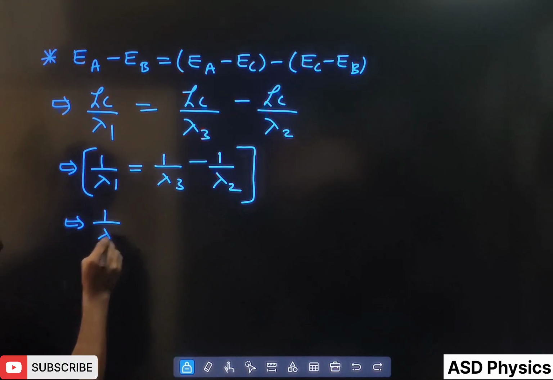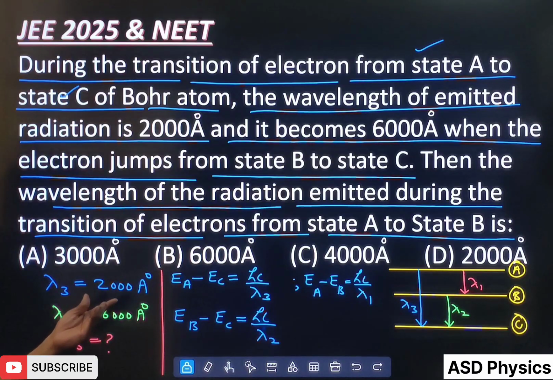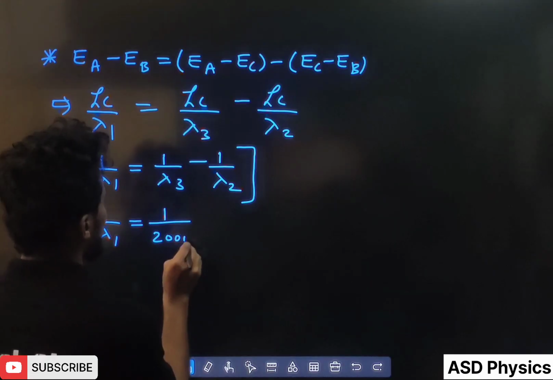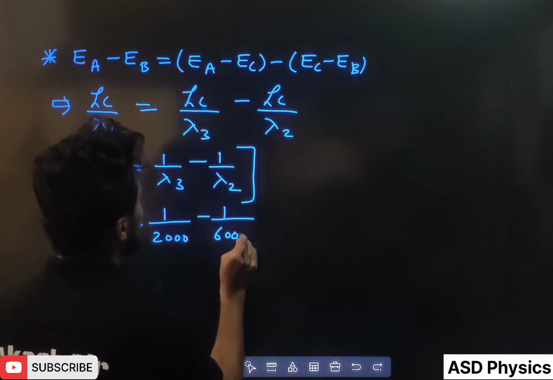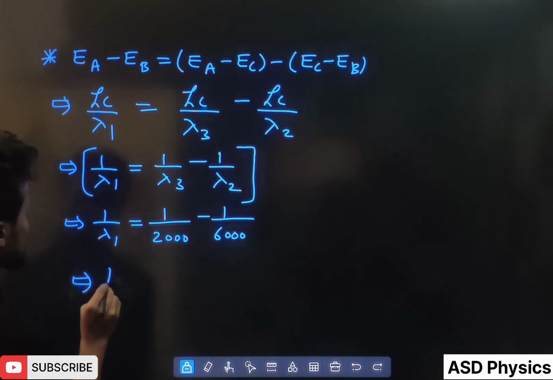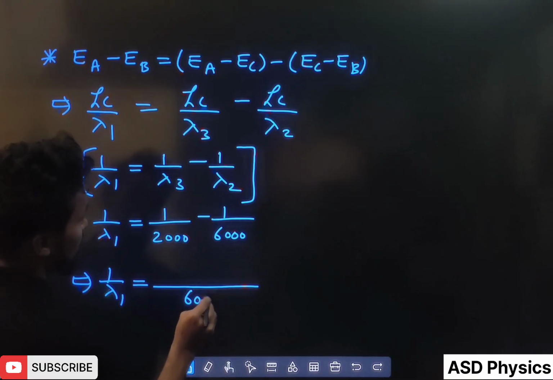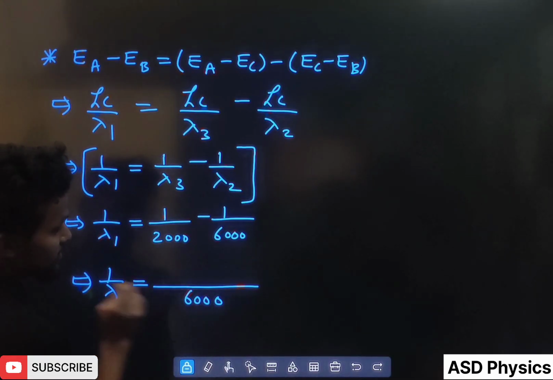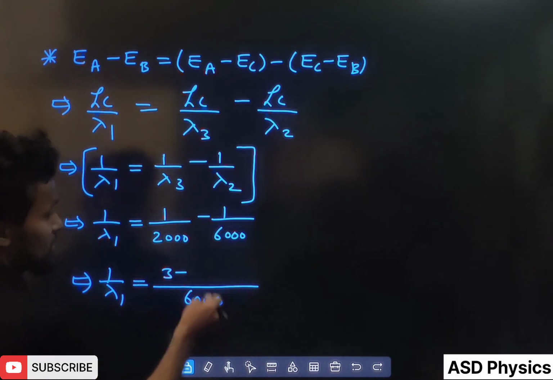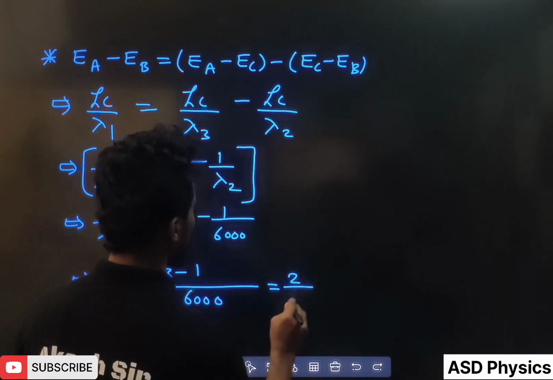Now after that, students, I will put in the values. So 1 by lambda 1 is equal to 1 by lambda 3, how much is there? You can see 2000, and lambda 2 is 6000. So remember that here: 1 by 2000 minus 1 by 6000. Anyhow, we are putting values in angstrom, so the answer will come in angstrom only. So we can write 1 by lambda 1 is equal to, what is the LCM? We can write the LCM as 6000. It will cancel in 3 times: 6000 by 2000 means 3, so 3 times 1 is 3, minus 6000 by 6000 is 1, and 1 into 1 is 1. So we can write 2 by 6000.